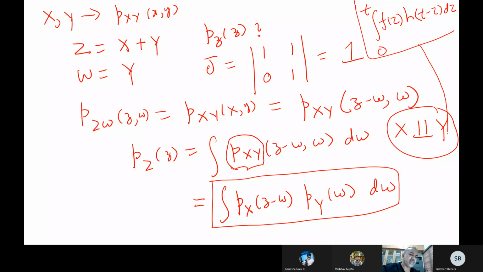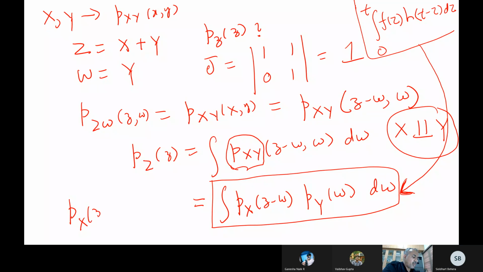Now compare this with this expression. Whether mathematically they are the same or different. Instead of tau and t, we have z and w. So mathematically, what do we call this type of integral, like f of tau h of t minus tau, or p_x of z minus w into p_y of w? Convolution integral. Excellent.